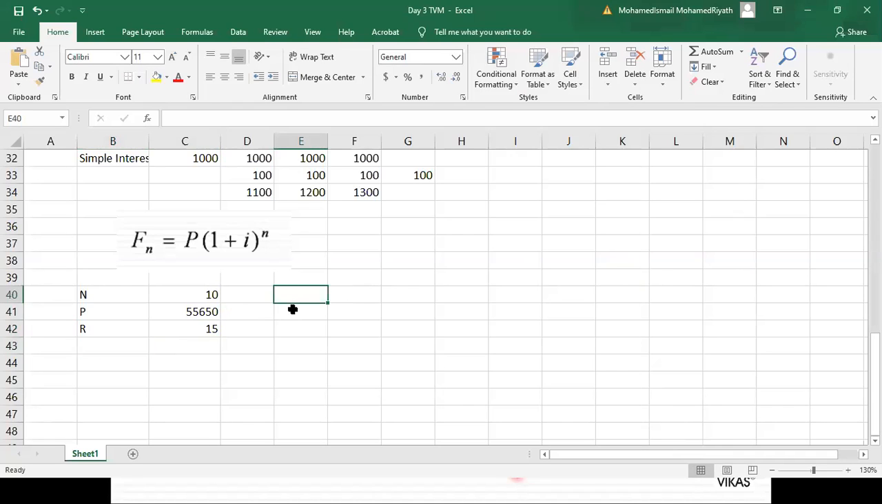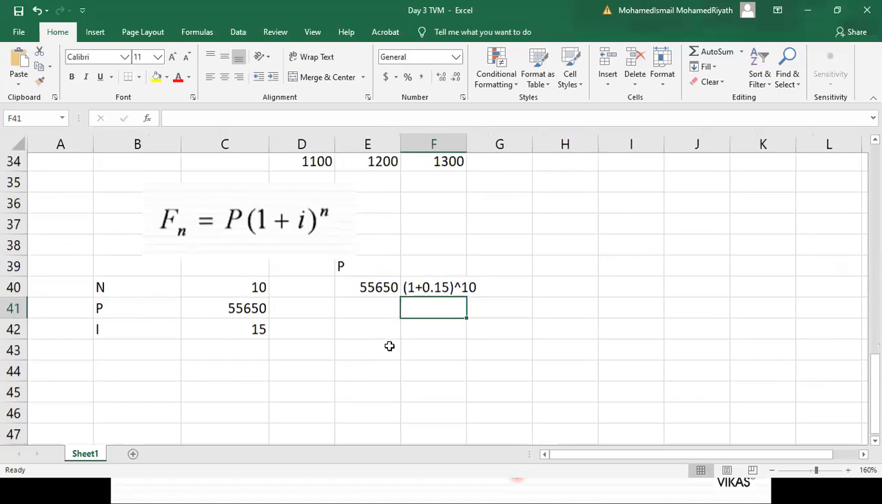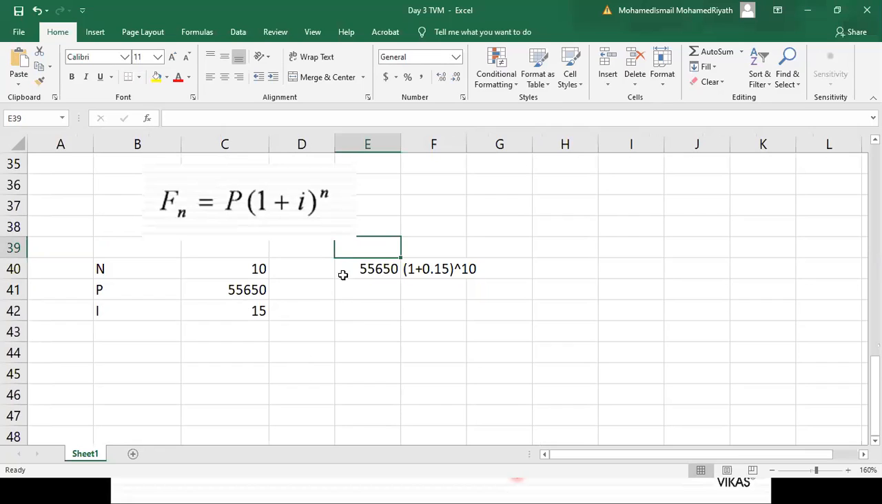P value is this value. So P and 1 plus R. 1 is 1, plus R. Not R, in this example it's called I, right? I, rate of interest, interest rate. I is 0.15 and the number of periods is 10, right? Clear? This is P times (1 plus I) to the power of number of periods, right?